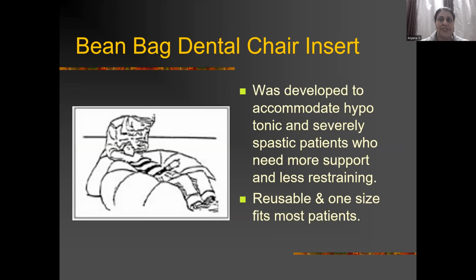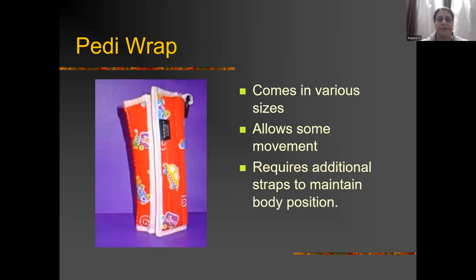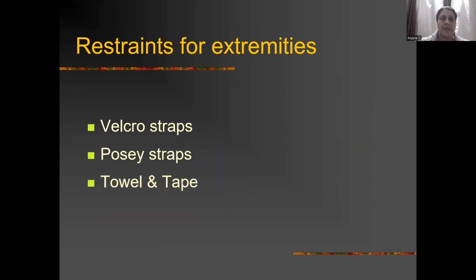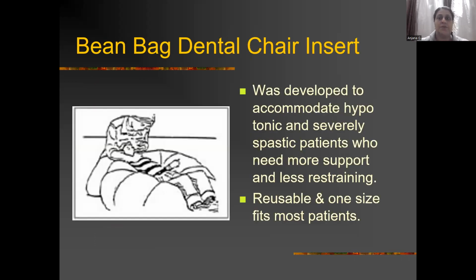A beanbag dental chair insert. You all must have seen a beanbag. So a beanbag can be inserted onto the dental chair. This was developed to accommodate hypotonic and severely spastic patients who need more support and less restraining. It is reusable and one size fits most patients. So hypotonic patients benefit from the use of a beanbag, or severely spastic patients, they need more support and less restraining.